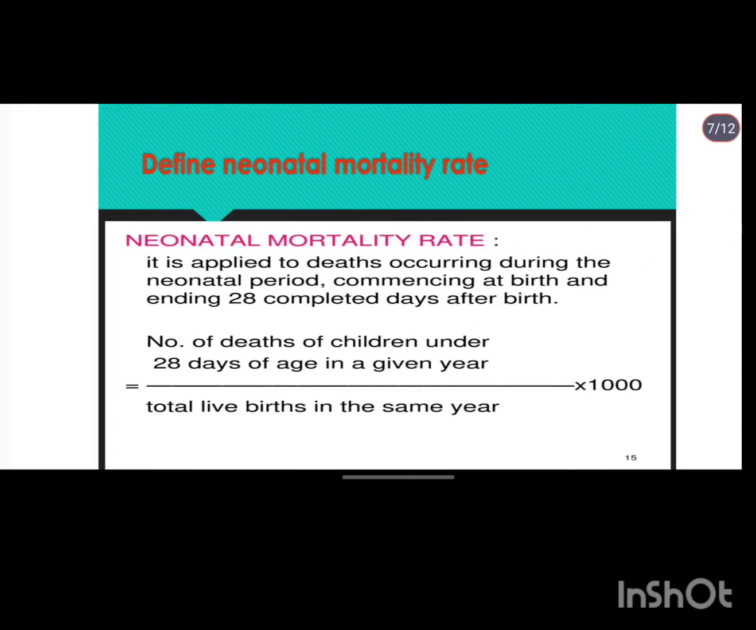Next one is define neonatal mortality rate. Neonatal mortality rate is any death which occurs during the neonatal period. What is neonatal period? Neonatal period is from the birth to 28 days. We call that a baby as a neonate. So any death which is occurring within this duration, and it is usually taken in terms of total live births in the same year in 2000, will give the neonatal mortality rate.